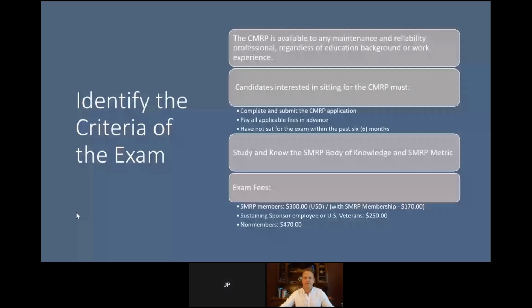Just some last little tidbits: identify the critical exam and register for it. Interested candidates must fill out an application. There's an application fee, and if you're not able to pass on your first try, there is a 6-month window before you can take your next exam. Study the body of knowledge, and at the bottom it shows some of the different exam fees. This is taken directly off the CMRP website. You can take a look at it for yourself.